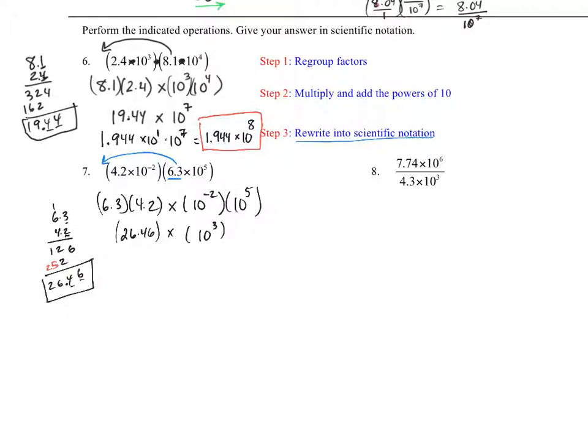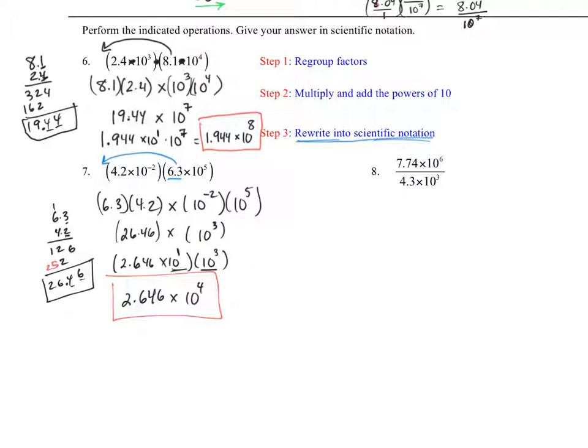And now we need that final step, which is to rewrite in scientific notation. So our 26.46, I'm going to rewrite that as 2.646 times 10 to the 1. And now that's being multiplied times 10 to the 3rd power. And just using that multiplication property of exponents there, so we've got 2.646 times 10 to the 4th. Just add exponents. 1 plus 3 is 4. And that one's done.